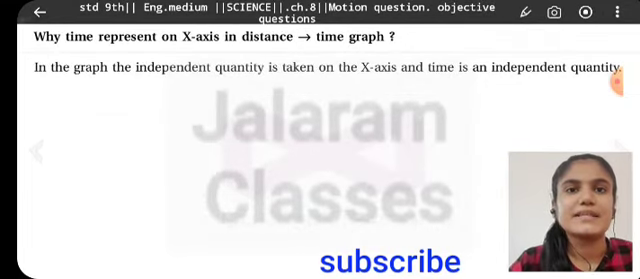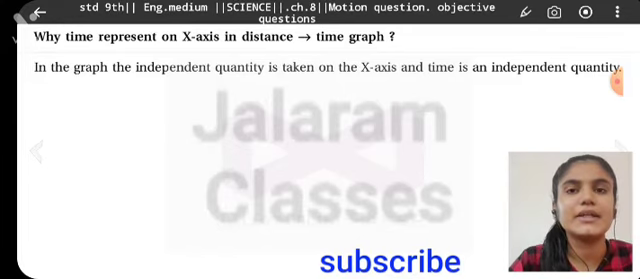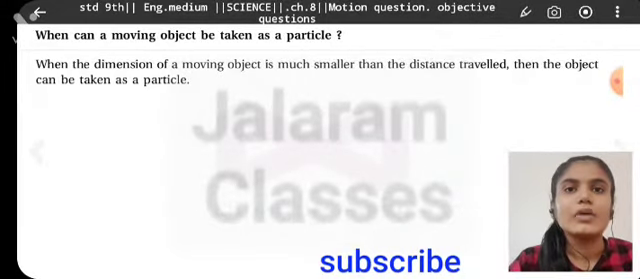Why is time represented on the x-axis in the distance versus time graph? In the graph, the independent quantity is taken on the x-axis and time is an independent quantity. What is an odometer? The apparatus used to know the distance covered by an automobile is called an odometer. When can a moving object be taken as a particle? When the dimension of a moving object is much smaller than the distance travelled, then the object can be taken as a particle.